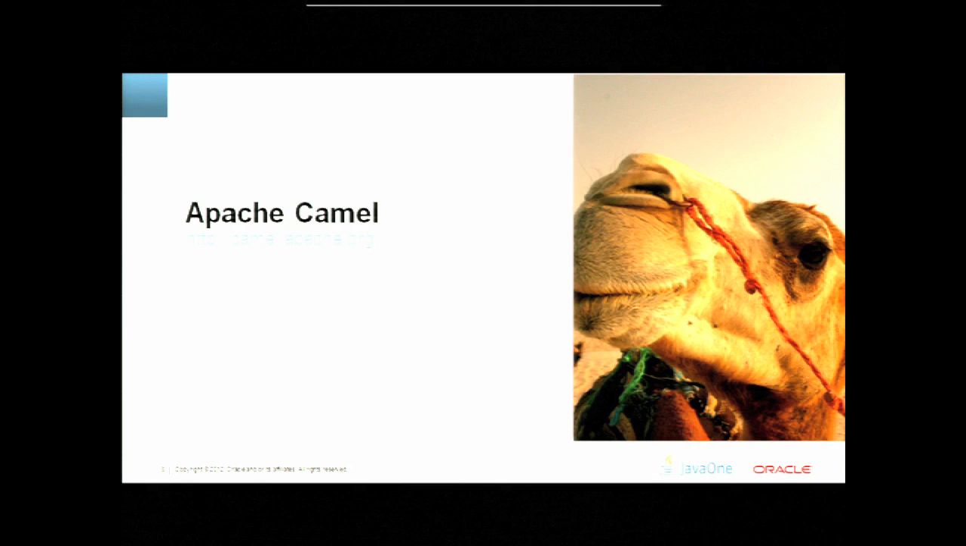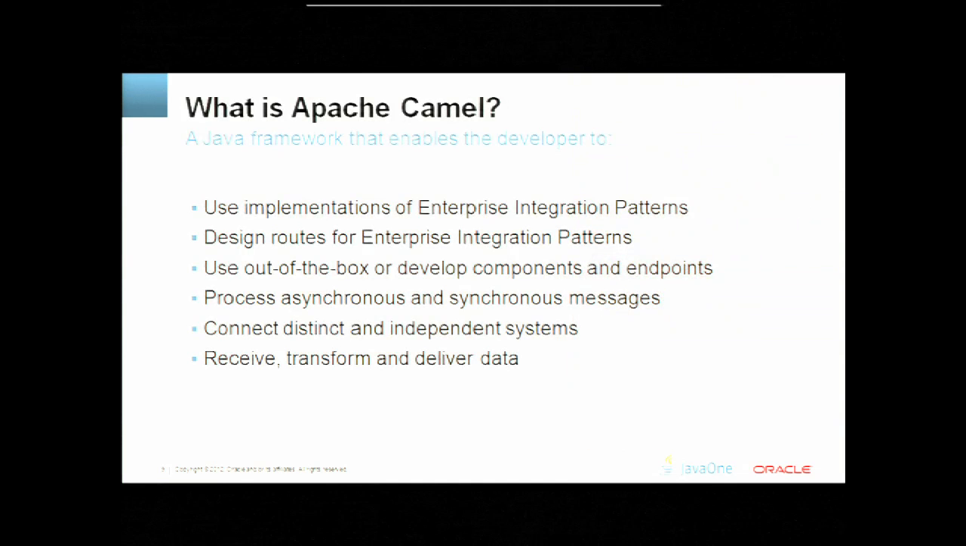So then comes Apache Camel, a framework that has been in development. I'm terrible at English. Camel is from the Apache Foundation, and I think people have been coding that framework for 10 years, maybe more. It's an implementation of those patterns. With the Camel framework, you can design routes to manipulate those messages moving around. You can use out-of-the-box components that come with Camel. You can develop your own components, like I did with Camel Twitter. Of course, you can do asynchronous and synchronous messages too. And most important, connect distinct and independent systems, which is basically receive, transform, and deliver data.